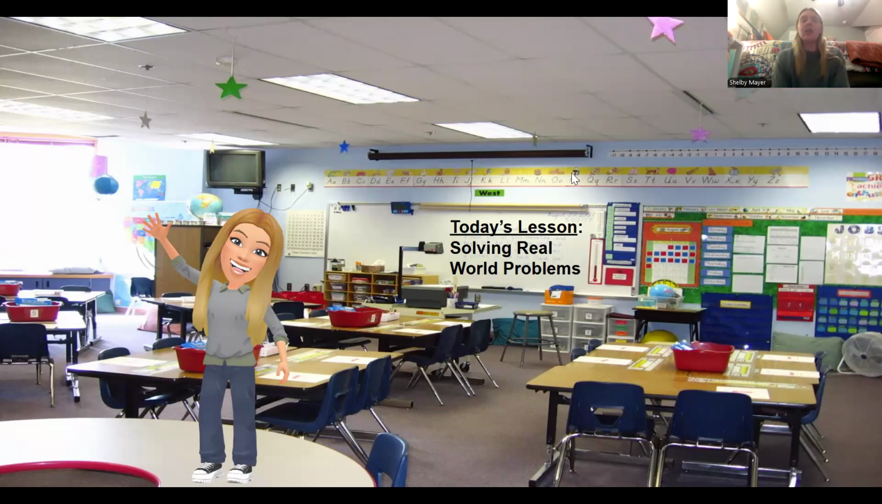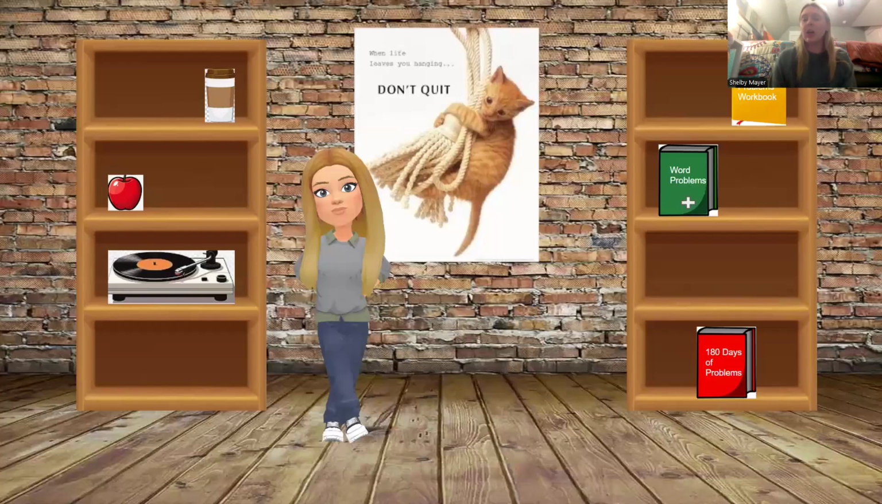On this slide here, I have two bookshelves, one with things that I love and things I'm interested in. The second one on the right has different books that symbolize the different books that I found on Amazon that could help you learn this lesson. There are a few workbooks, and some that explain how to solve real world problems. And then on the left bookshelf, I have things that I love.